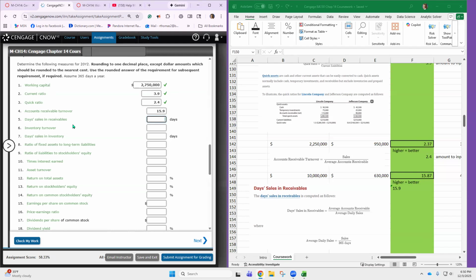All right, so 15.9 times in a year. If we do that, we could figure out about how many days. There's 365 days a year. So 365 divided by 15.9 should be about 23 days. Now you say, huh? Take 365 days, divide by the number that you just got for the turnover. Just give it a try.